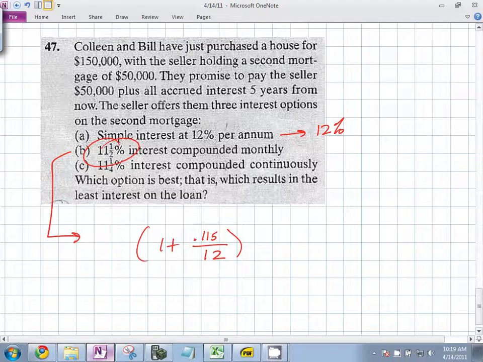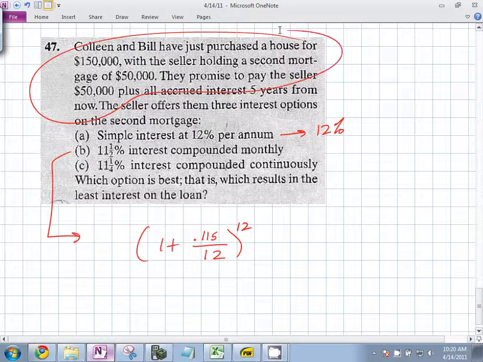They promise to pay the seller $5,000. Okay, to 12. To the what power? To the 12. You do it for 1 year. How important is this information right here in this problem? Not very. When you say not very, how important is it? It doesn't matter at all. All of that information is basically junk.